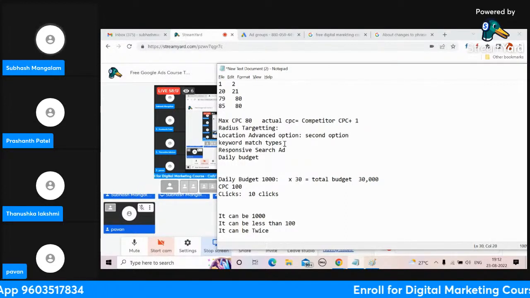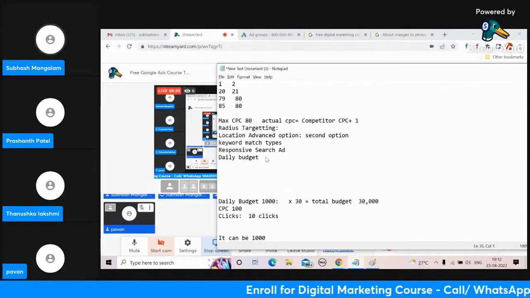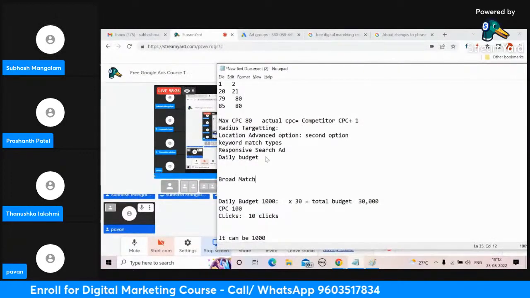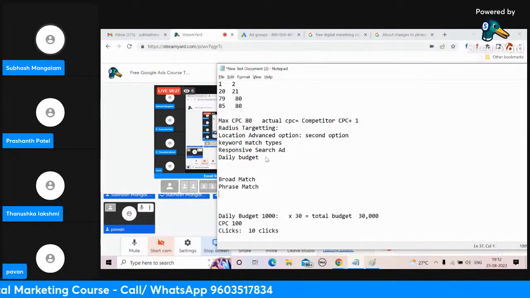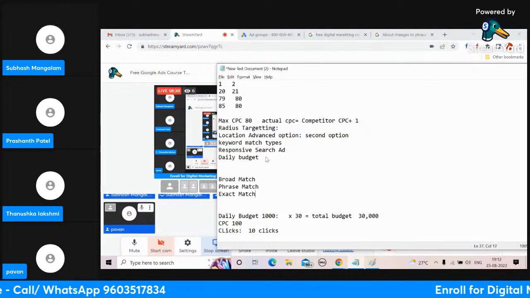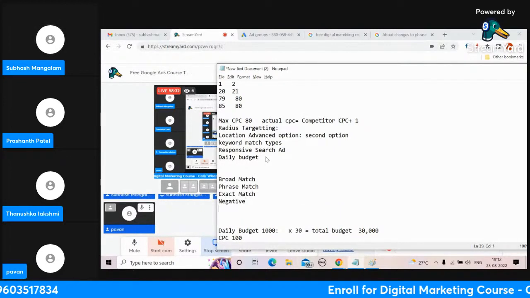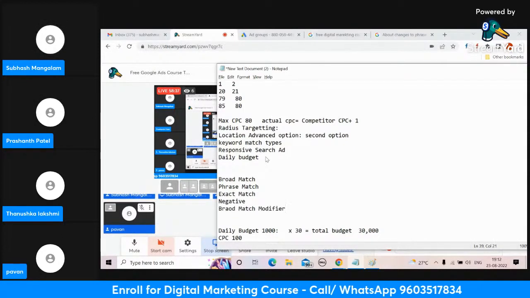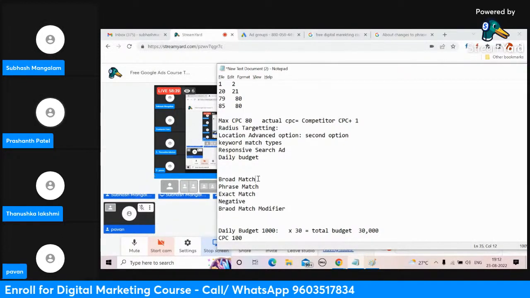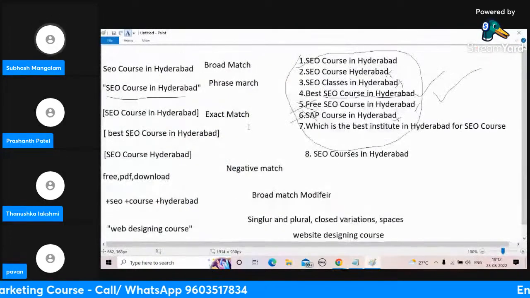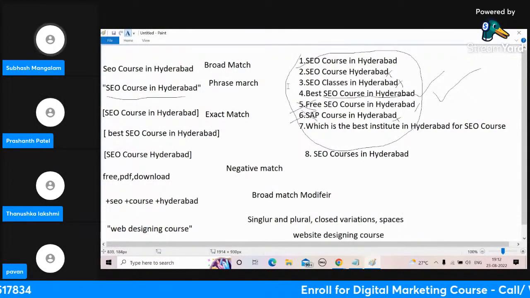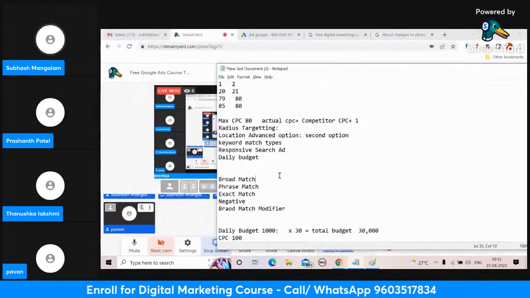Keyword match types. Can someone tell me what match types we have? First is broad match. Second is phrase match. This is exact match. This is negative. This is broad match modifier. How does broad match work? Anything relatable to the keyword, if a single word matches, the ad will appear. This will kill your budget. That's why you should not use it, though by default it's broad match. You have to use phrase match.